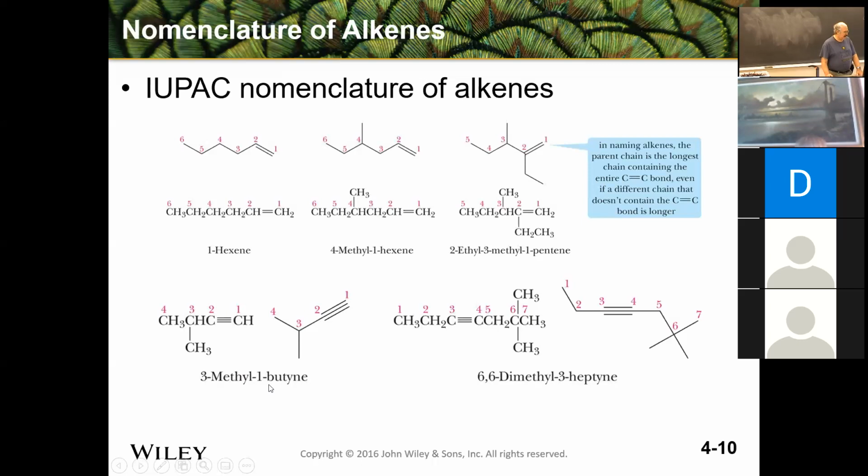Right here we have an alkyne. The suffix for alkynes is -yne. Butane, which is 4 carbons, becomes butyne. And the triple bond is between 1 and 2, so it's 1-butyne. And we have a methyl on position 3.